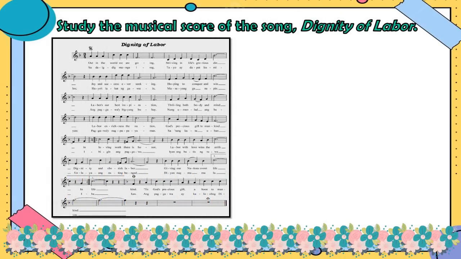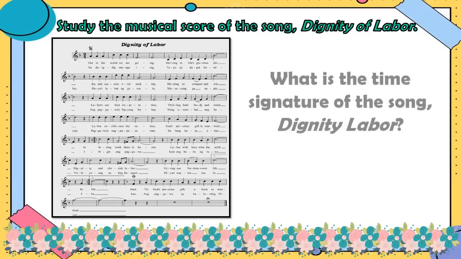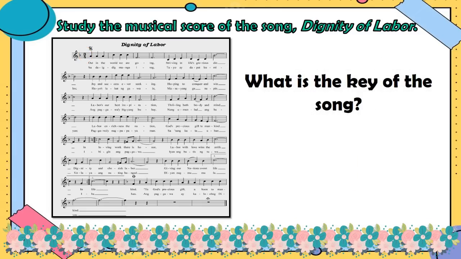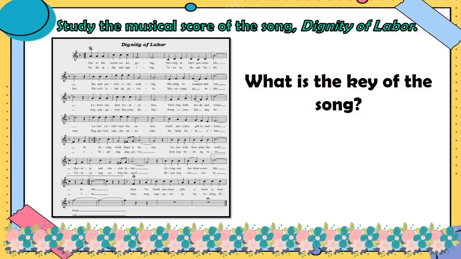Now, study the musical score of the song Dignity of Labor. Do you know this song? What is the time signature of the song Dignity of Labor? Look at the musical score of the song. The time signature of this song is 3/4. What is the key of the song? The key of the song is key of F.